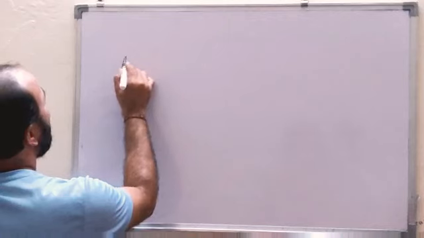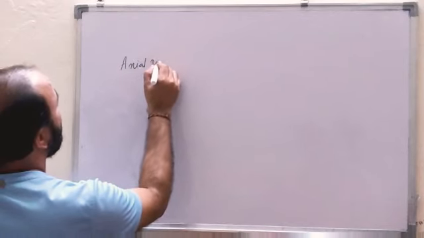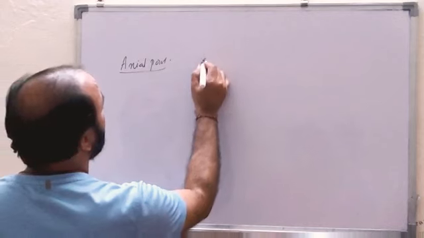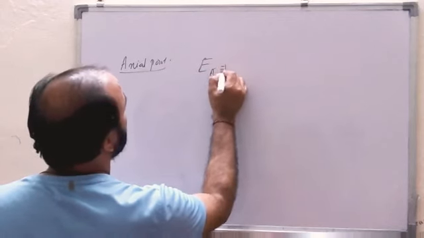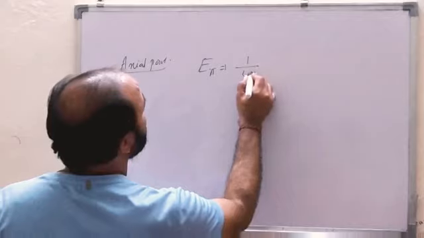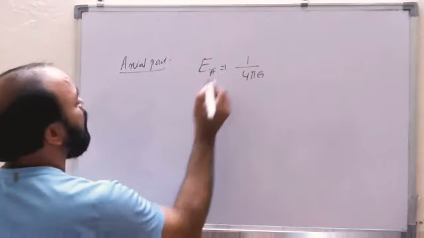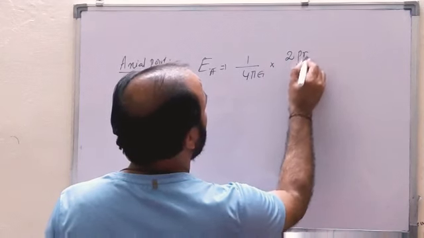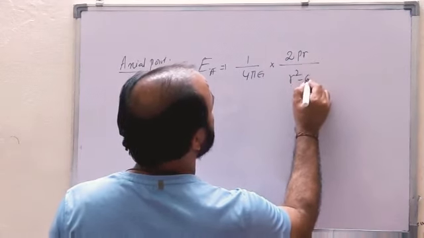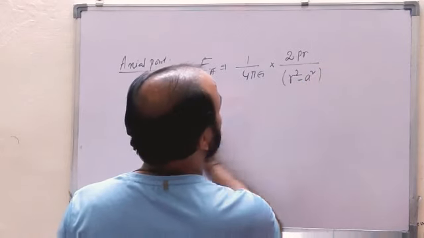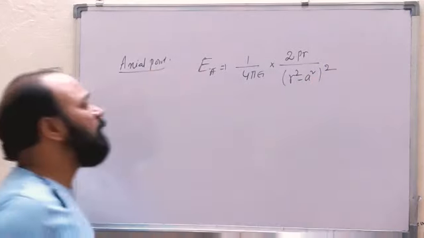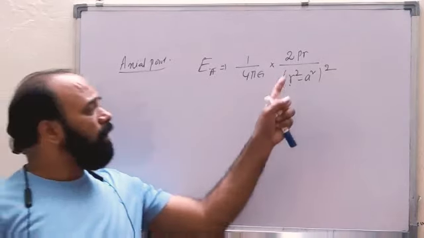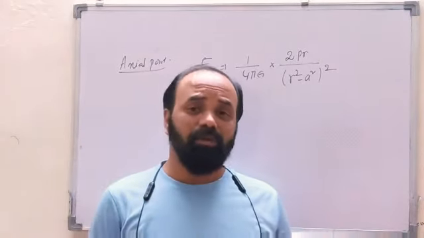For a dipole we have 2 points. One is axial point. So dipole, axial point formula. Axial point means EA is equals to 1 by 4 pi epsilon naught 2p r by r square minus a square whole square. This is the formula.